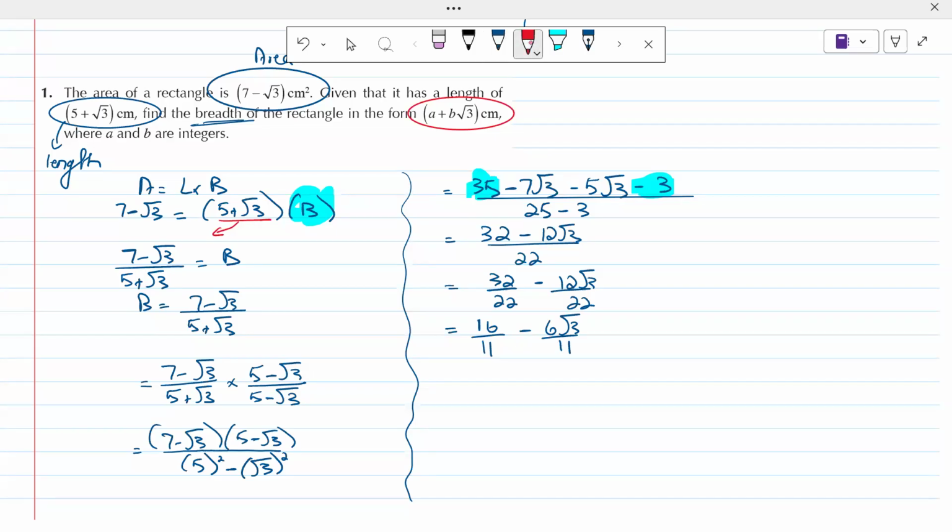This is how we get the answer in the required form, a plus b root 3. In this case, a would be 16 upon 11, and b would be minus 6 upon 11.